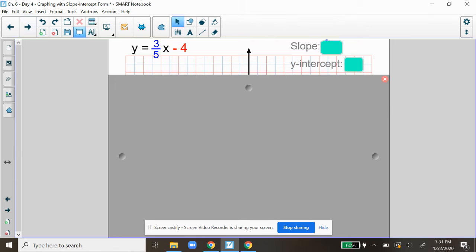All right, here's another one. First things first, I want you to pause the video and I want you to identify the slope and the y-intercept. All right, you're back. Hopefully you identified the slope as 3/5 and the y-intercept as -4. Now, if you want to take a shot at graphing this, be my guest. If you want to go over one more together, keep watching now and don't pause.